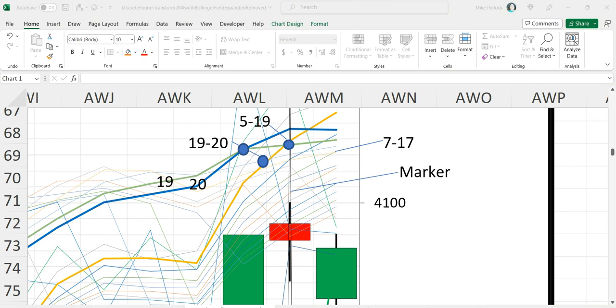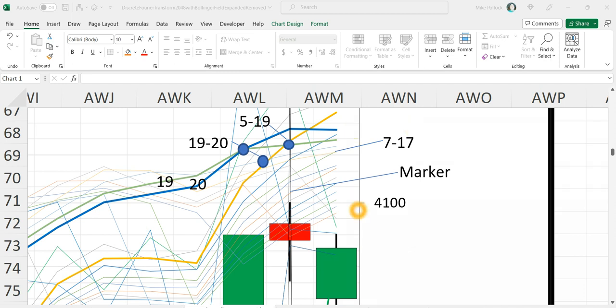Hello, this is Mike, and I want to show you the chart for Friday. That would be December the 2nd, 2022. And I thought I'd start off showing the candlestick, and I annotated it showing the intersections on the candlestick.